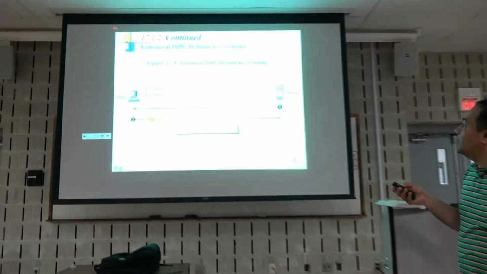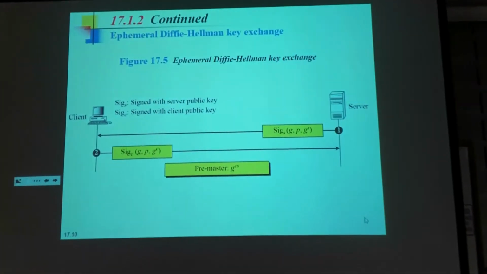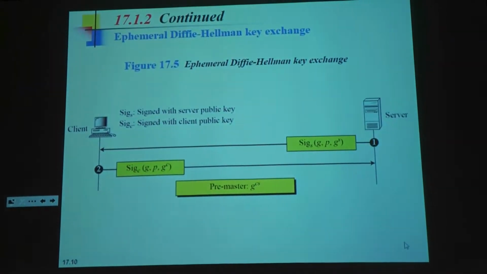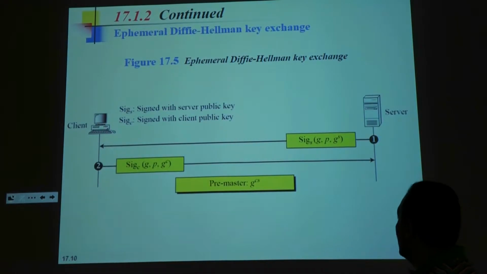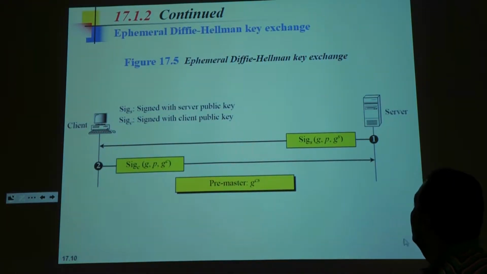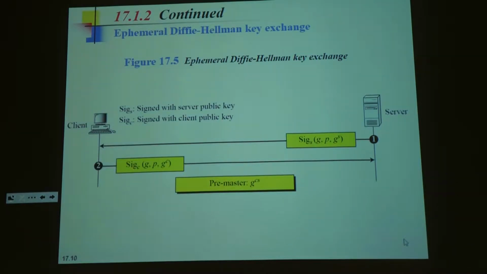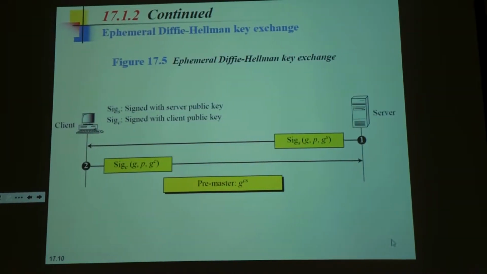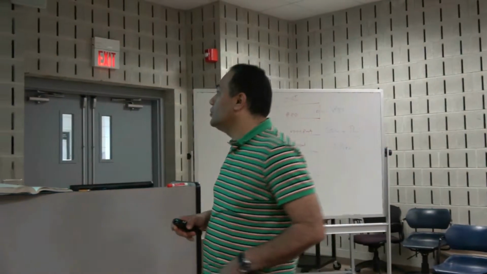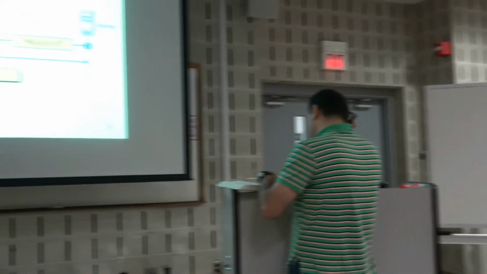Then we said ephemeral Diffie-Hellman key. Okay, what you do in here? So you do signatures, right? For extra security, so that there is no man in the middle. You know Diffie-Hellman. What's the problem with Diffie-Hellman? Man in the middle. So to make sure it's not compromised.